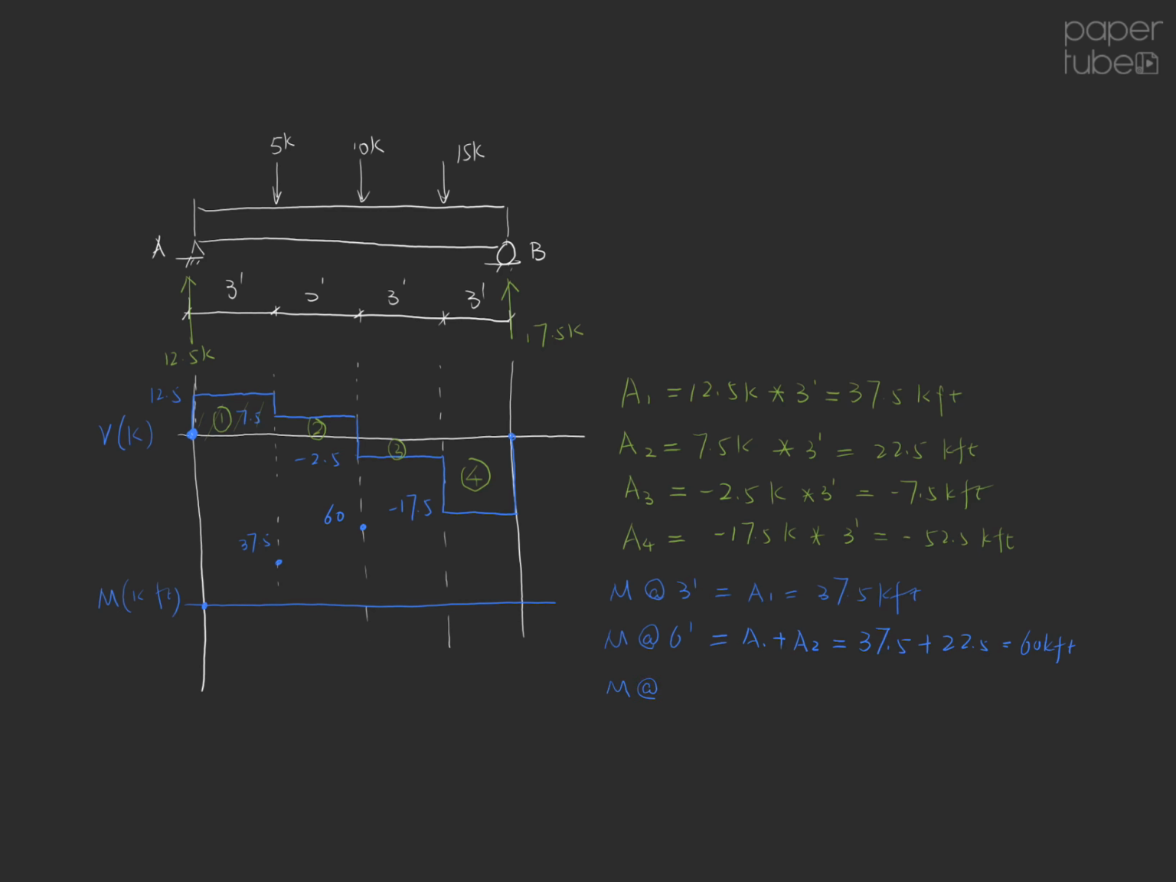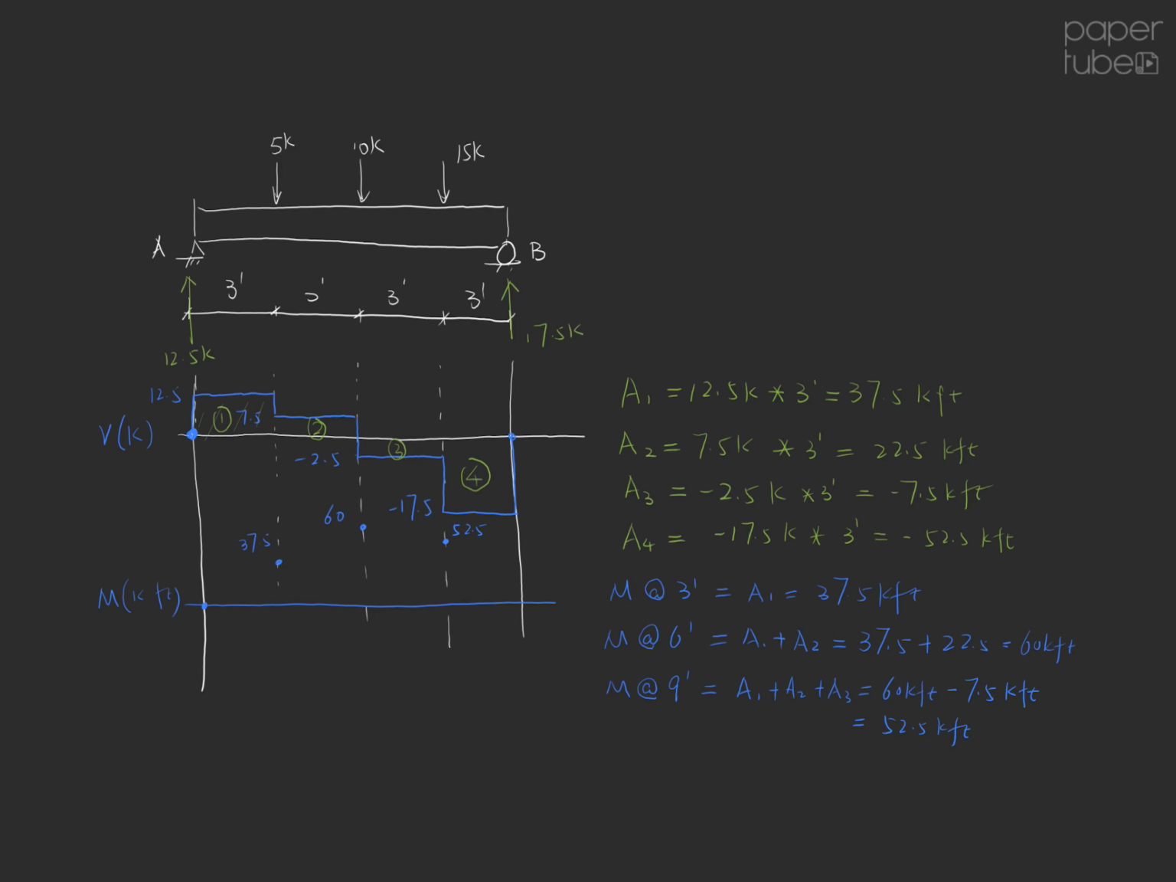Same thing, moment at 9 feet. That is area A1 plus area A2 plus area A3, all the area before that particular point, right? That would give us 60 cubic feet for A1 plus A2. A3 now is a negative value, meaning that we need to subtract that out from the results. That would give you 52.5 cubic feet. Right, now the third point we have is 52.5 cubic feet.